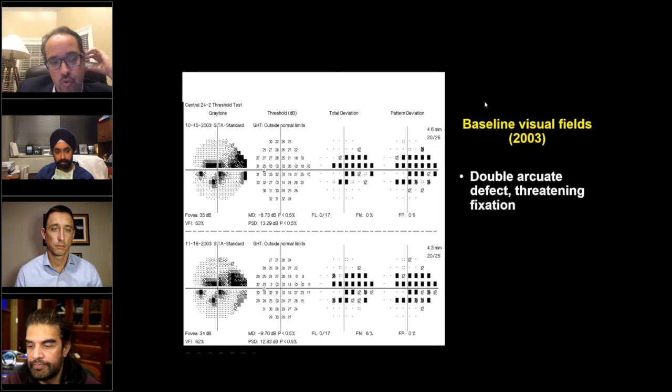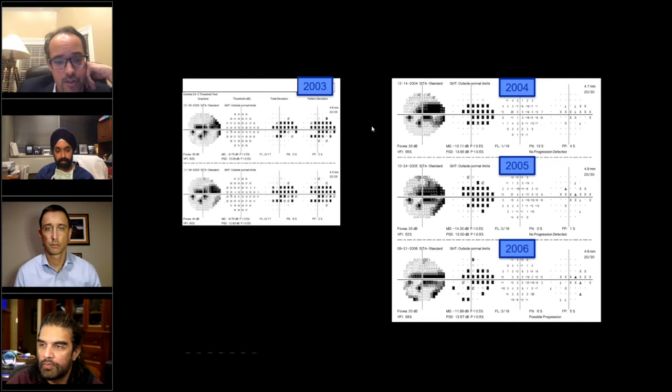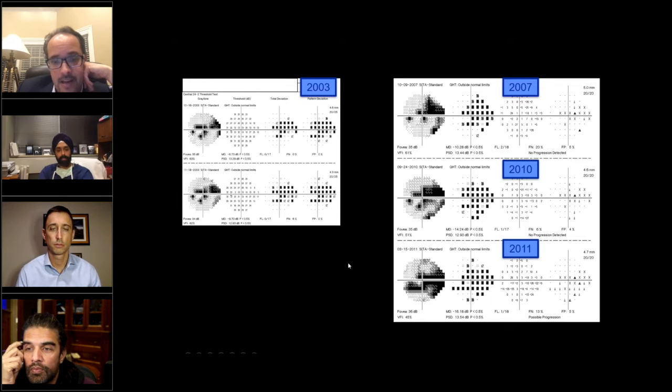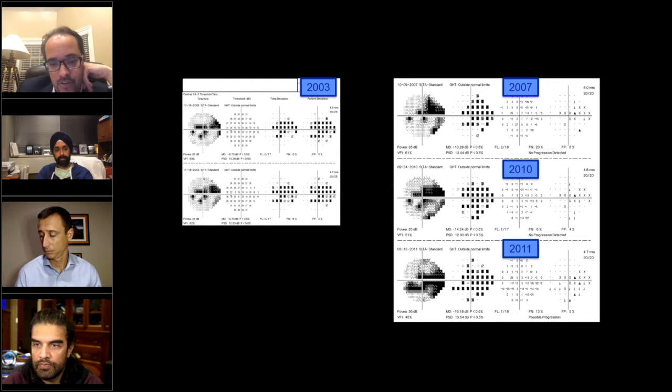But if we look at the visual fields, this patient had a double arcuate defect. You can see on the baseline visual fields, and over time they show progression extension of that double arcuate defect. You can see here the Humphrey GPA analysis, and if you always compare to the baseline here, you can see that it's showing the triangles here showing the areas of worsening.